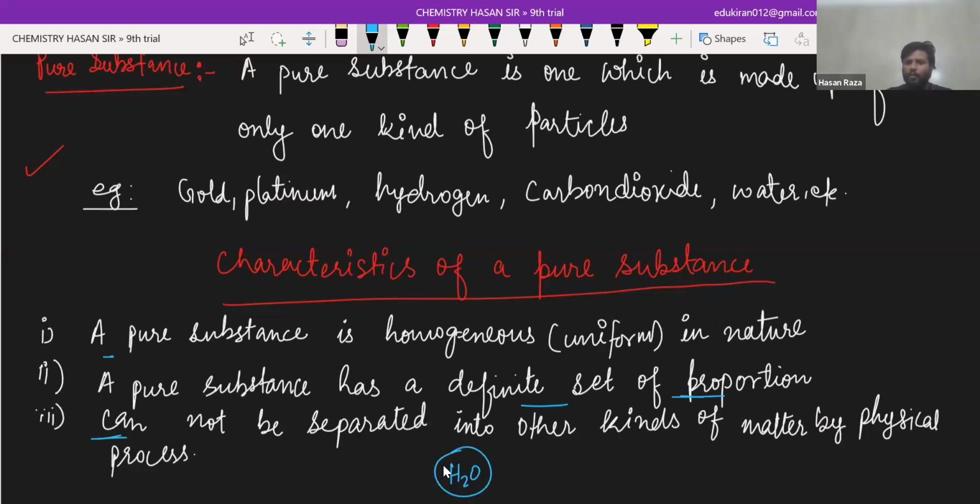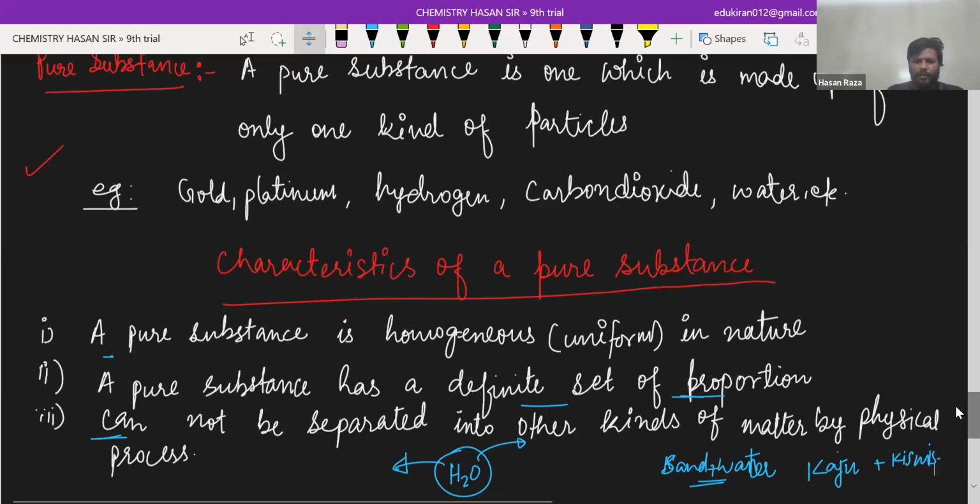If you have water, will you be able to separate hydrogen and oxygen physically? Yes or no? No. But an impure substance like a mixture, if you mix something bigger which we can easily pick up, let's say sand and water, you can pick it up, practically possible, but it will take a lot of time. You are aware of kaju, kismis, dry fruits? If you mix them, you can easily pick them up. You can separate that physically. Okay, very good.